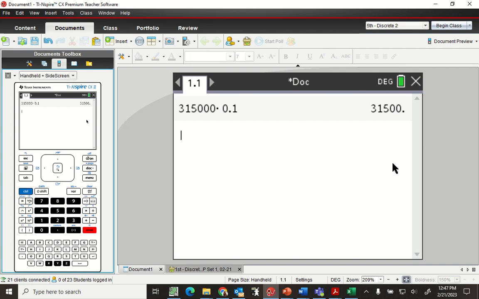So let's go ahead and take my 315,000 minus 31,500. Did I say it wrong? It's 315,000. Yes, I did, didn't I? 315,000 minus 31,500.